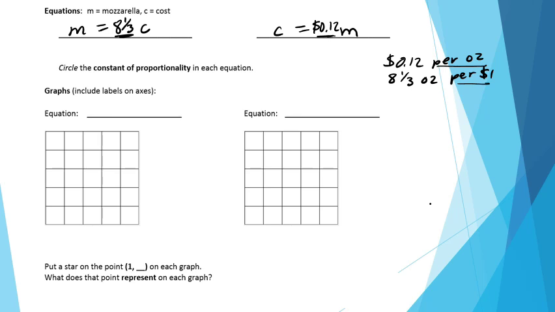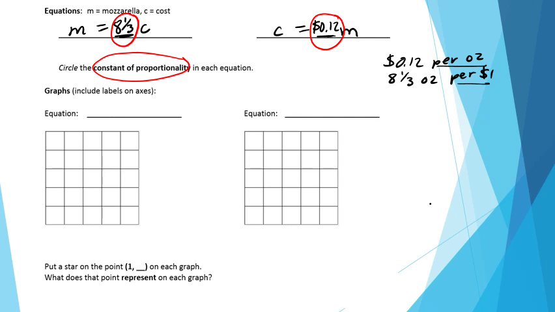Then I'm going to circle the constant of proportionality in each equation. So again, that's just the number that I'm multiplying by, 8 1/3 in the first situation and 12 cents in the other situation. And it's totally fine if you wrote the equations in a different order. Let's say you wrote C equals for the first equation, as long as you're using the correct constant of proportionality with each equation.